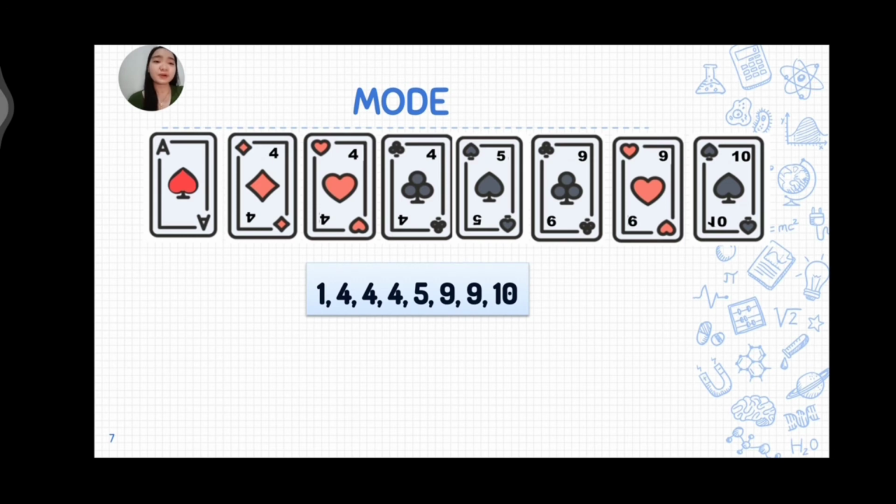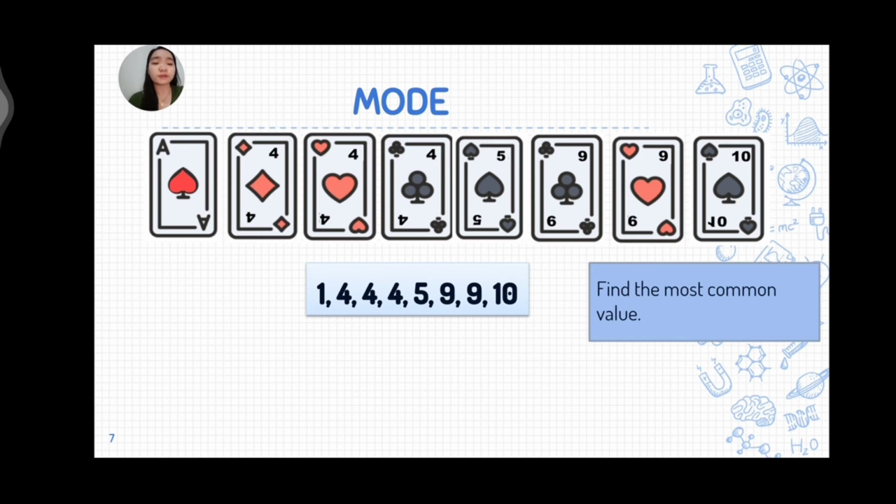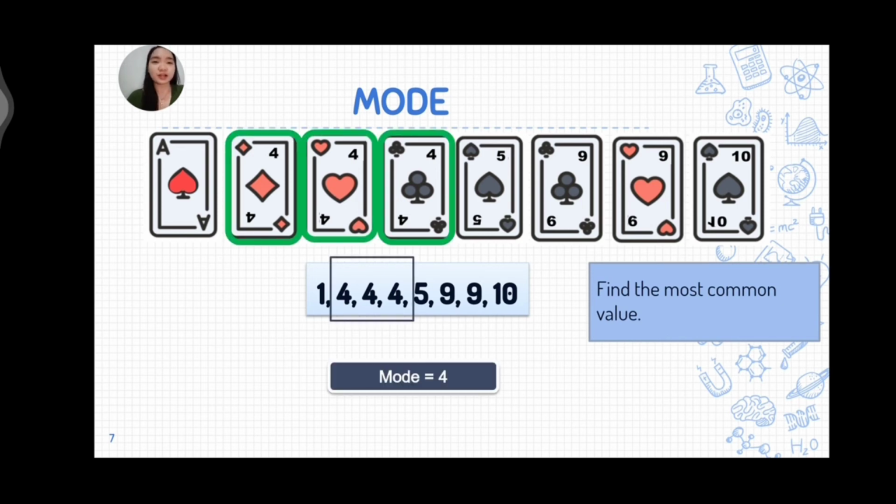Let's have an example just like the other. Okay, so we have here 1, 4, 4, 4, 5, 9, 9, and 10. So in order for us to get the mode, it's very easy. You're just going to find the most common value in a data set. So what is the most common value here? Is it 4 or 9? Okay, the most common value, or the one we see the most, is the 4. Therefore, our mode is, correct, that is 4.